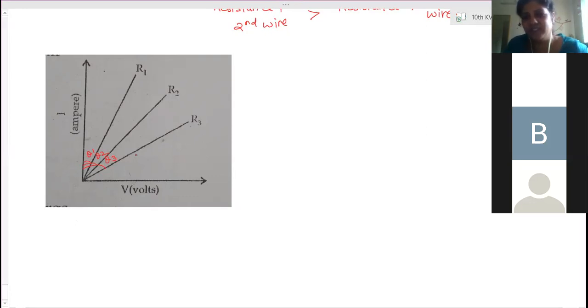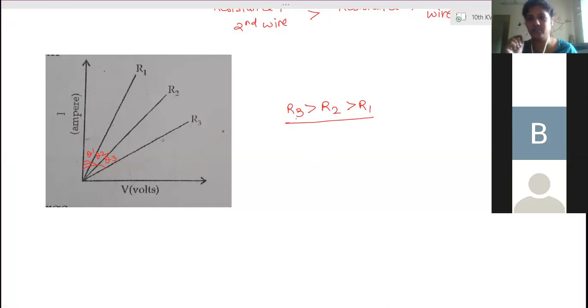So therefore, which resistance is greater? R3 is greater than R2, and R2 angle is greater than R1. So therefore, R2 is greater than R1. So this is the sequence of resistors. Is this clear? Yes, ma'am. There should not be any confusion. Observe the diagram very carefully. Don't directly go with the normal funda. The questions are always confusing.